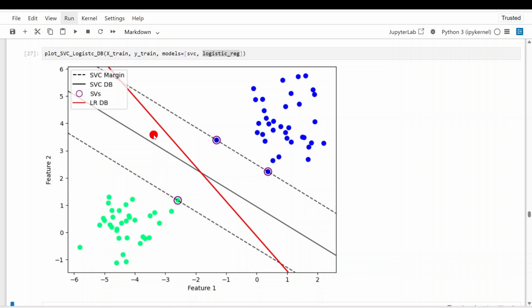But this point, the point that I am pointing, this point would be classified as green if we consider that of the logistic regression decision boundary. Similarly, this point would be classified as blue if we consider that of the logistic regression decision boundary. Therefore, the support vector classifier aims to maximize the margin between the two different classes.